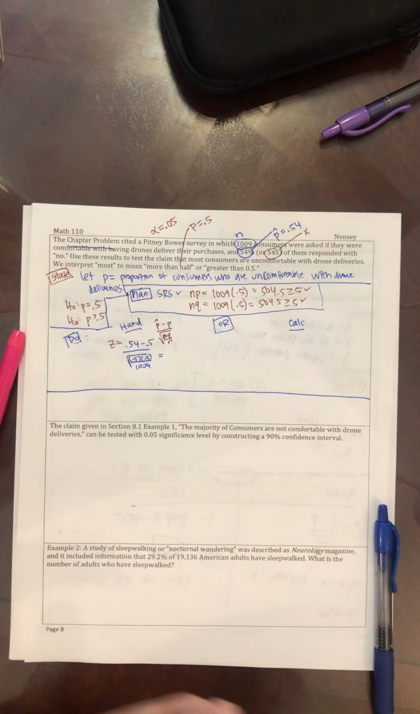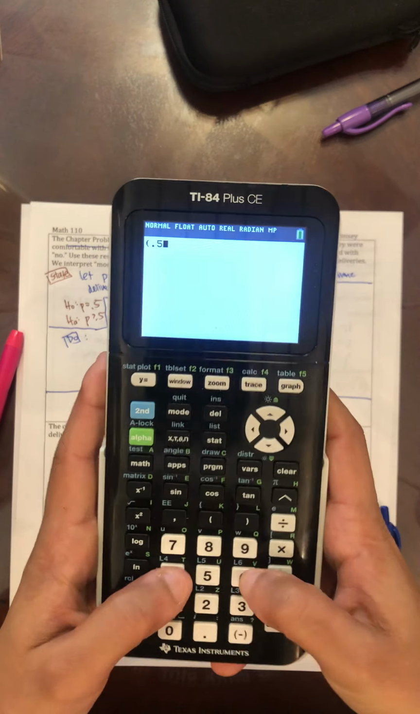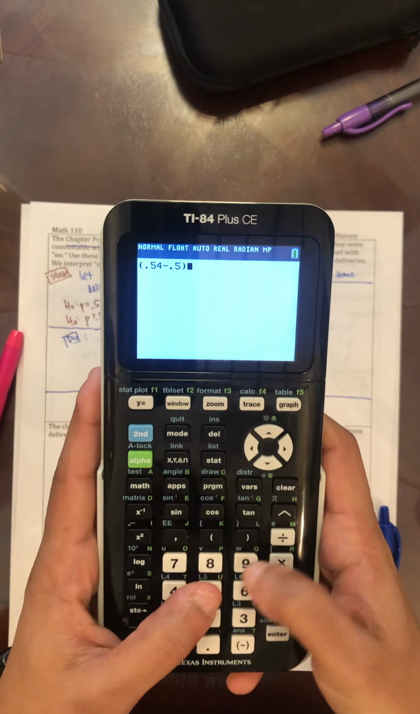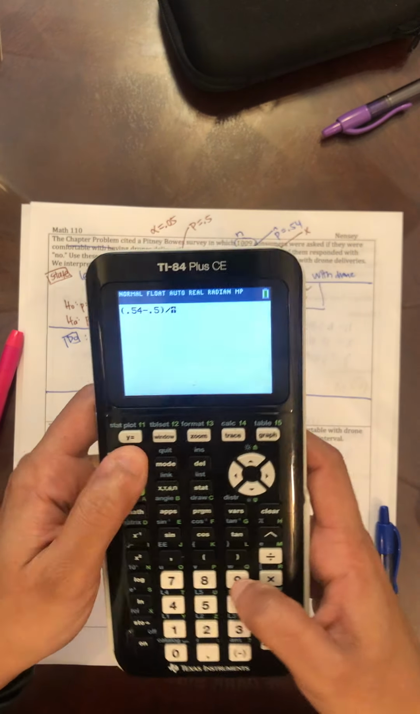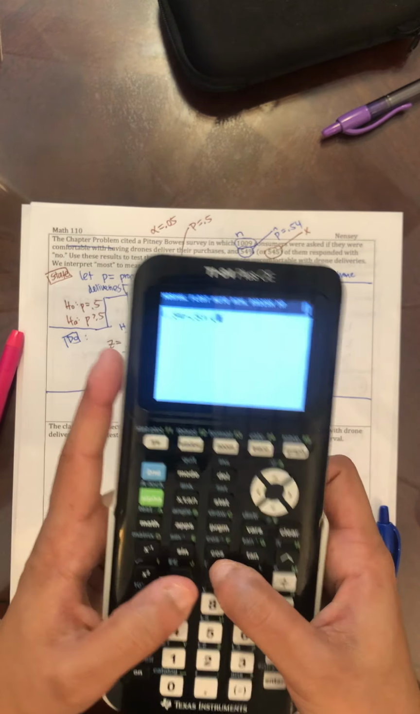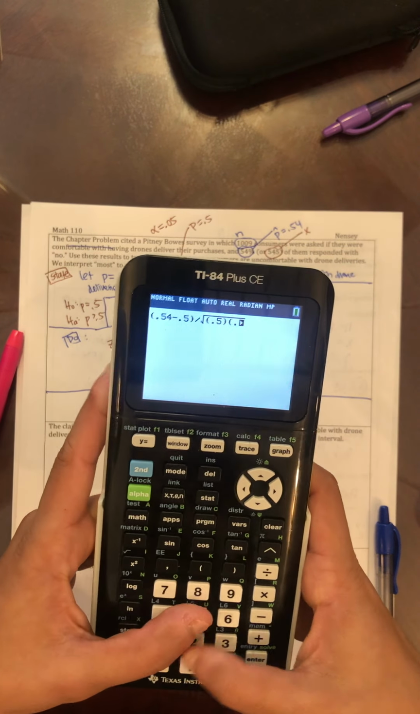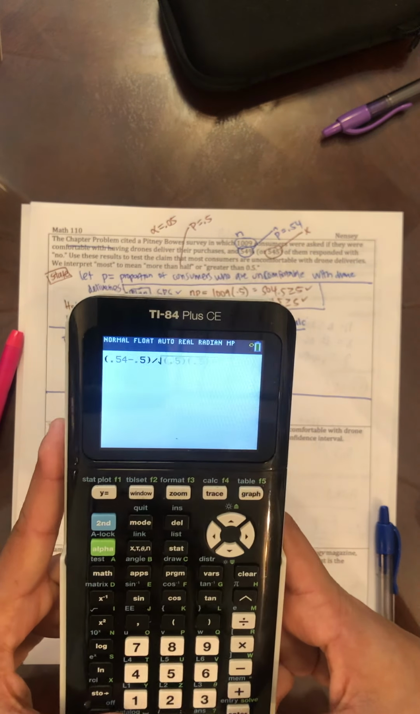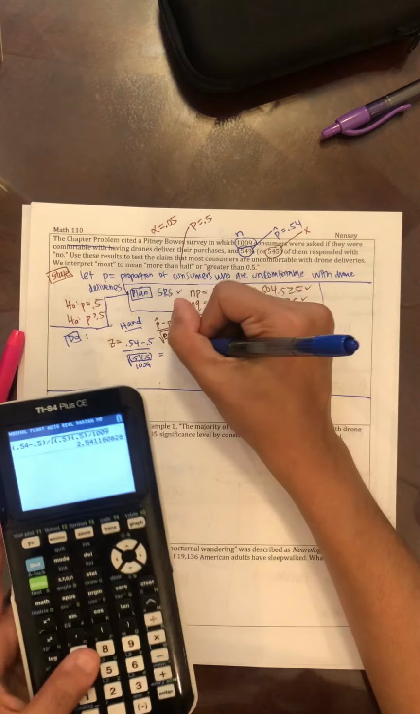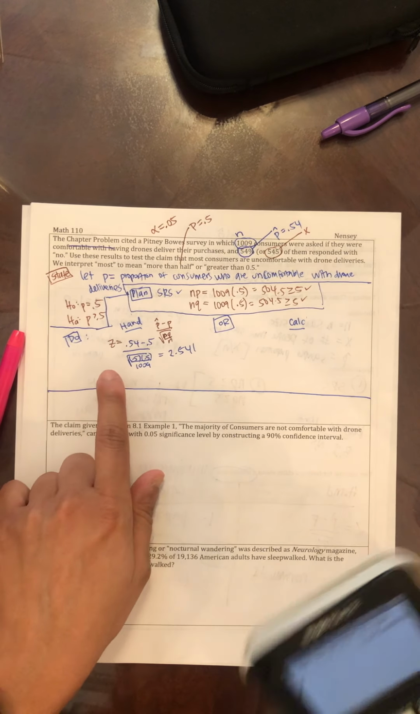And I'm just going to use my calculator to calculate that. So I'm going to do parentheses 0.54 minus 0.5, close my parentheses, divided by square root. And if you're using your old school calculators, make sure you have a double parentheses here. So you're going to do 0.5 times 0.5 over 1,009, and then you would close your parentheses. All right, so you get positive 2.541, and that is your z-score.